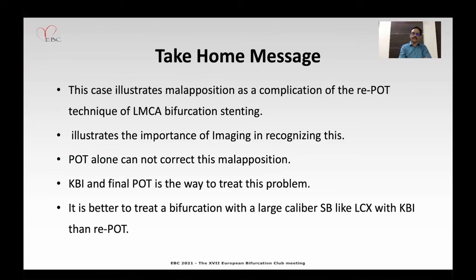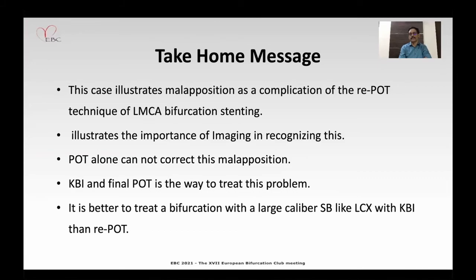It is better not to treat an LMCA with REPOT. It is better to treat an LMCA in a provisional strategy with a final kissing and final POT. And we can take to the REPOT technique in a non-LM bifurcation like LAD-diagonal or LCX-OM.